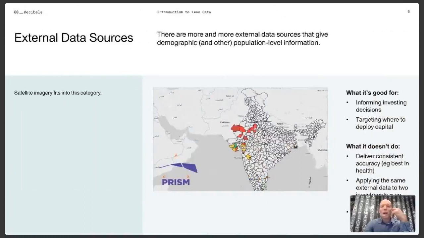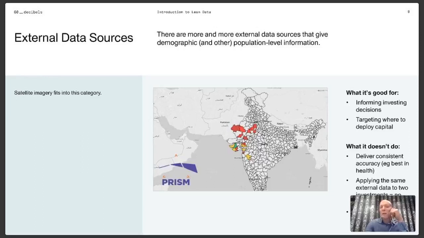Approach number 3, external data sources. So here's one example from Prism in India, but there's lots of these where you're getting existing data on populations or existing data on satellite data, all these sorts of things. Again, this is very helpful to understand context, to understand where you might want to deploy capital. But again, there are 2 risks. One is, obviously, a theme of not actually getting data from the people who are the customers or the beneficiaries and understanding what's happening for them.